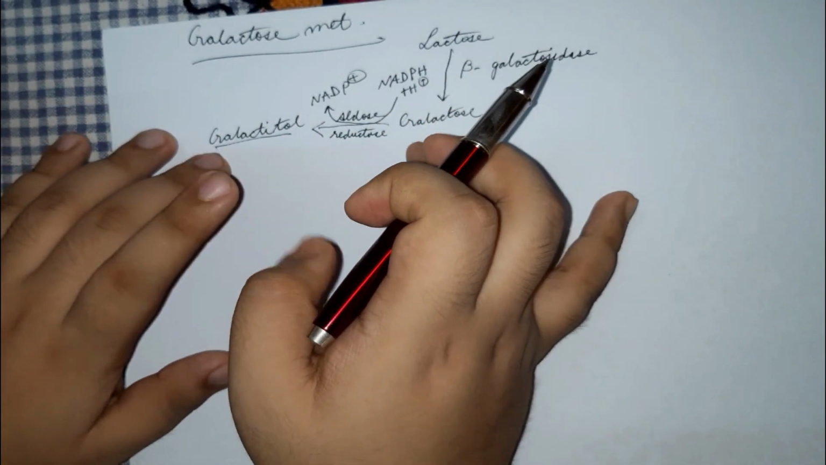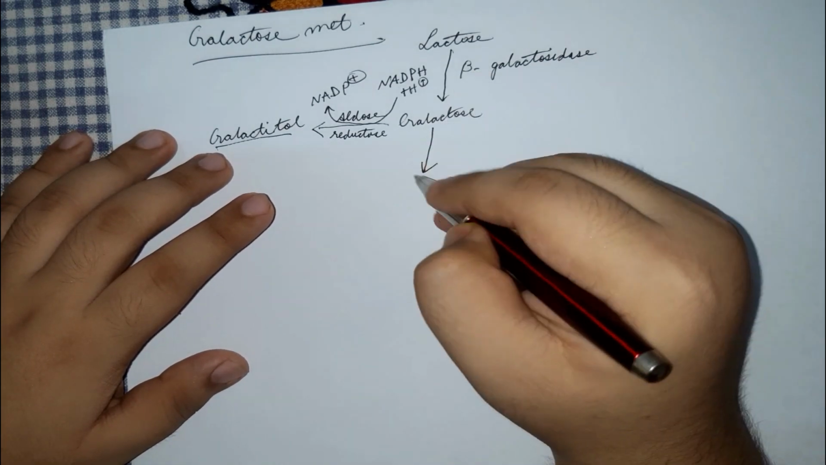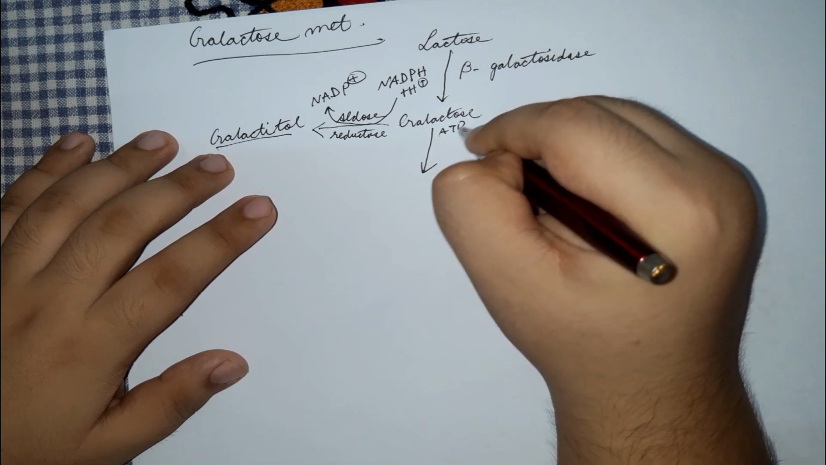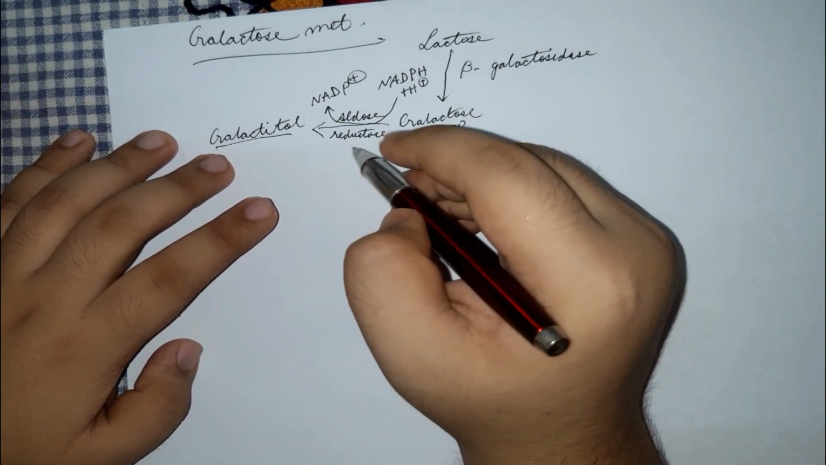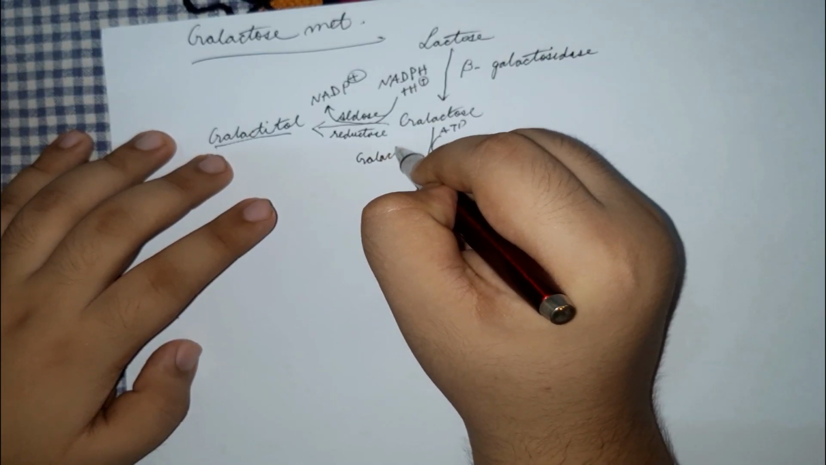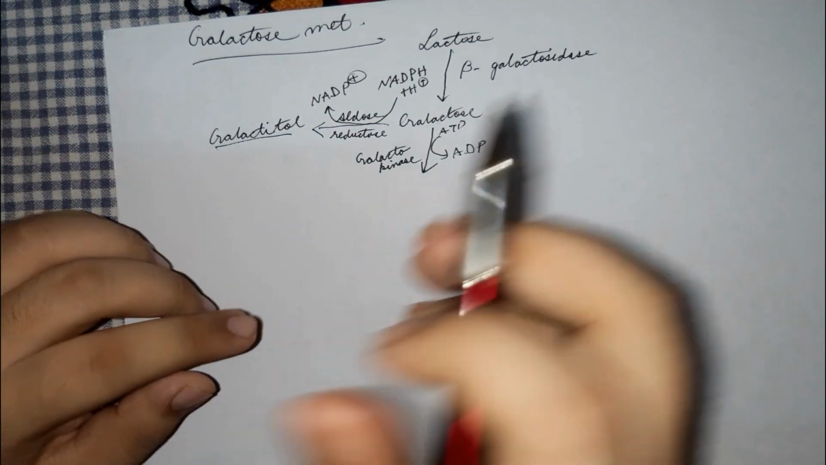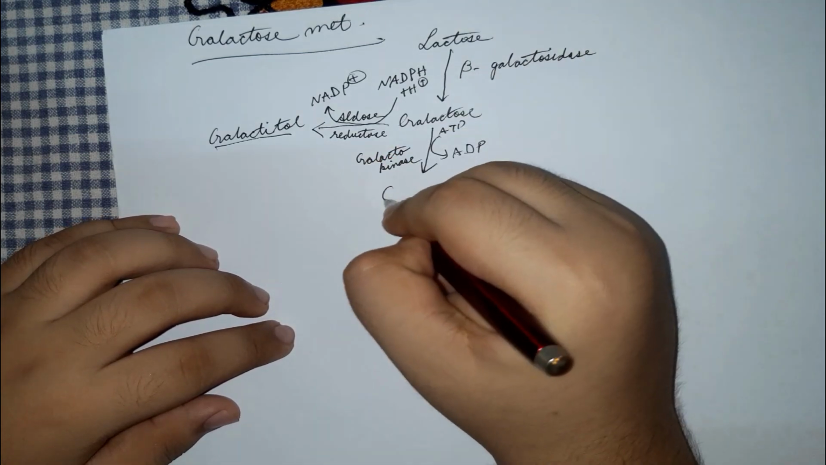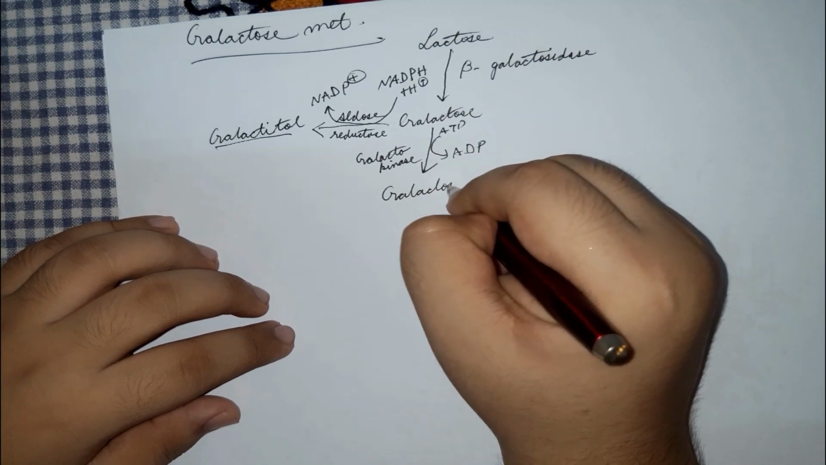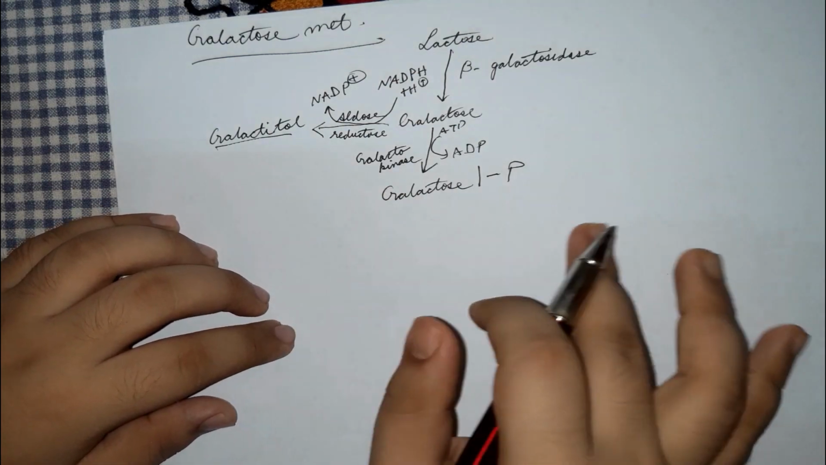The more common fate is that galactose, just like fructose, is phosphorylated, with ATP going to ADP, by galactokinase, or hexokinase. So galactose will be phosphorylated to form galactose 1-phosphate, just like fructose formed fructose 1-phosphate.